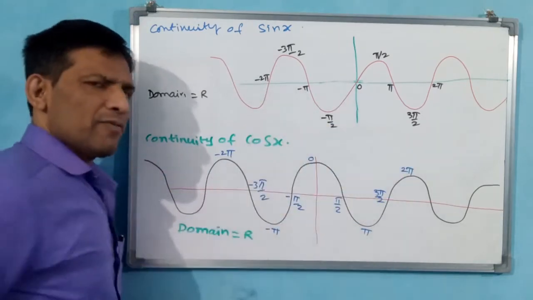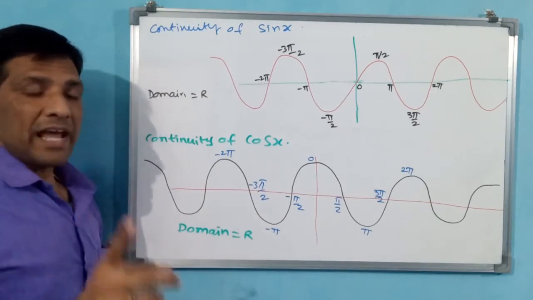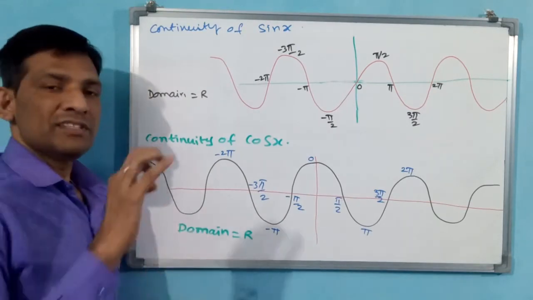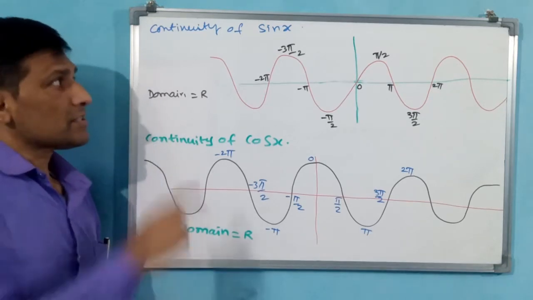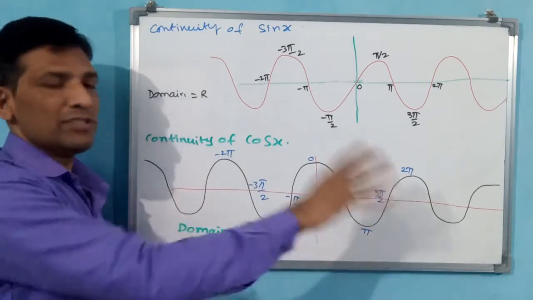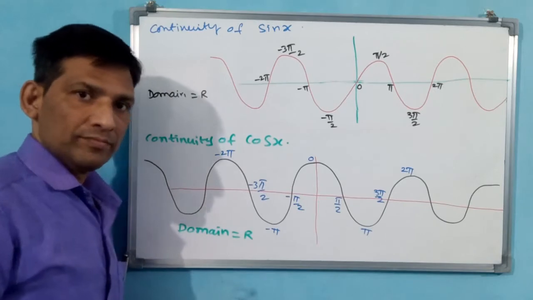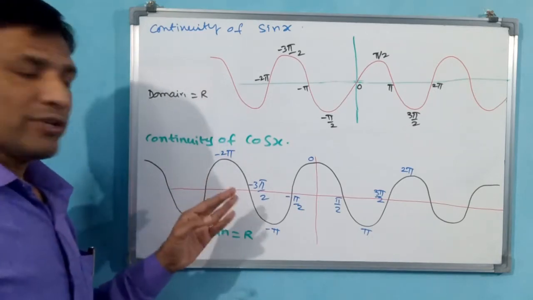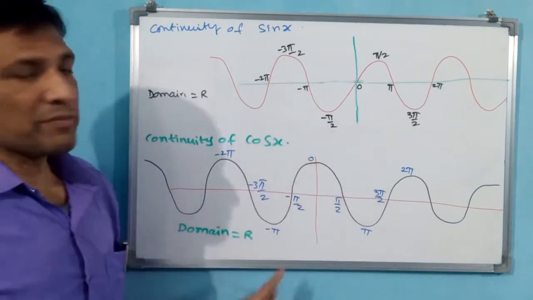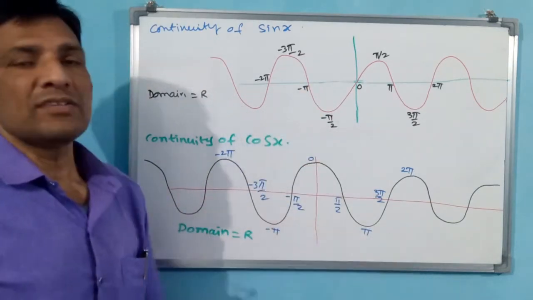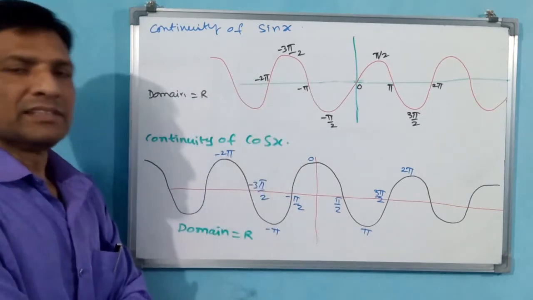First of all, by seeing the graph, you tell me whether it is continuous or not. Continuous only. That means sin x is a continuous function, cos x is a continuous function. That you have to understand. Both, any domain value you can give, and continuously it is going to give the result. This is the difference between sin x and cos x. By seeing this graph itself, you can say that sin x and cos x are continuous functions.